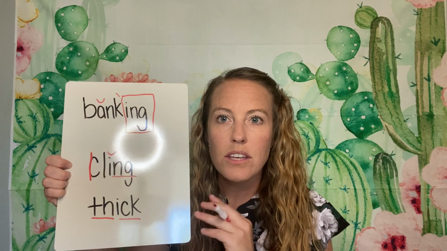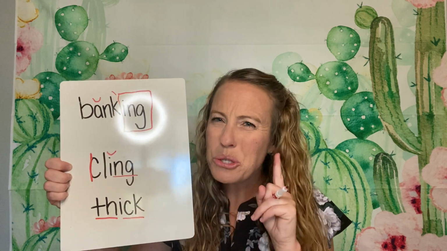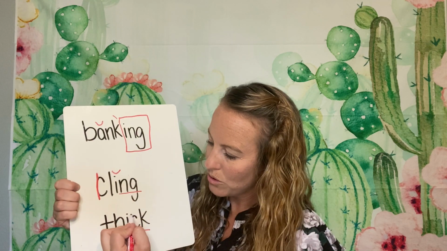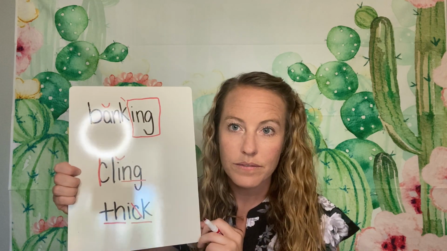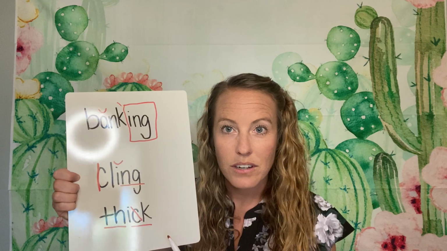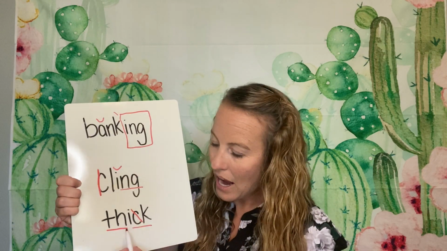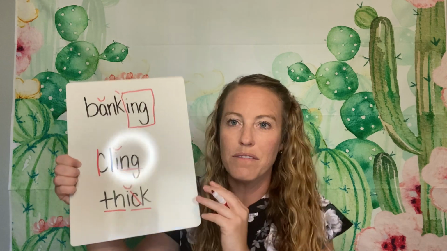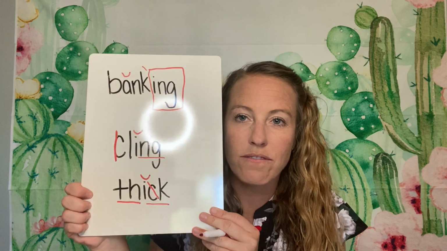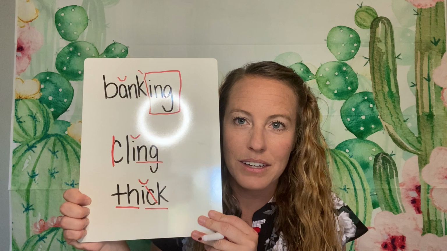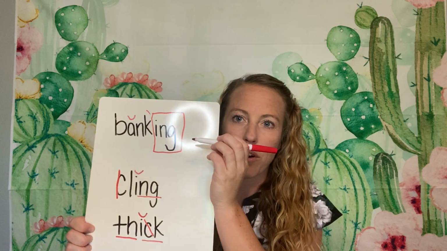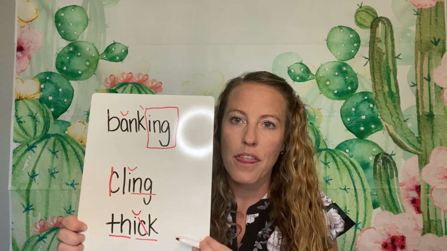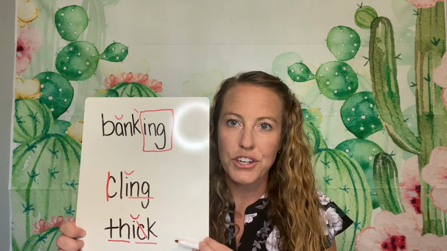But in the K, what do you hear? K. You only hear one sound. So we're going to cross out the C. And then what's left? Our vowel. And how are we going to code our vowel? With a breve. Because it's followed by a consonant. Good job. So we have the word banking, cling, thick. Good job.